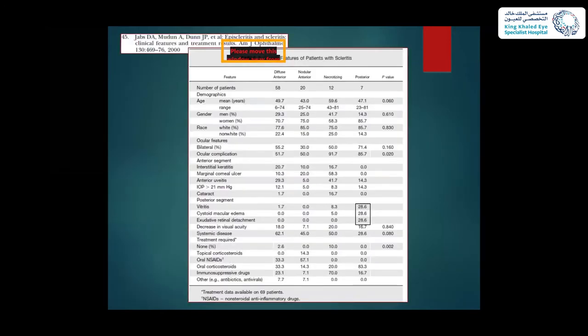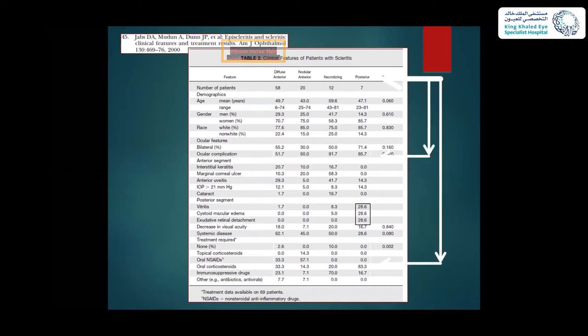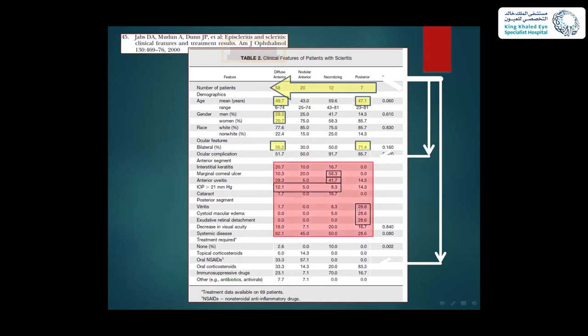This is another report. It is a good review by Jabs in 2000. It's a relatively old report, but you can see here in the table the different types highlighted, and mostly diffuse anterior scleritis is the most common. The age is mostly middle age. Female is more common than male, like any other immune-related disease. Bilaterality is something like 50%. And these are the complications, which are cystoid macular edema, and exudative retinal detachment can happen, especially with posterior scleritis.